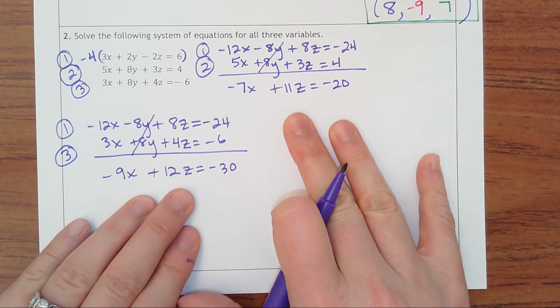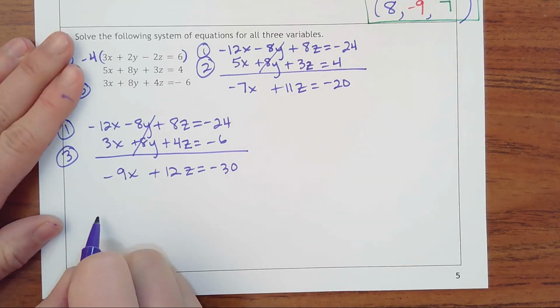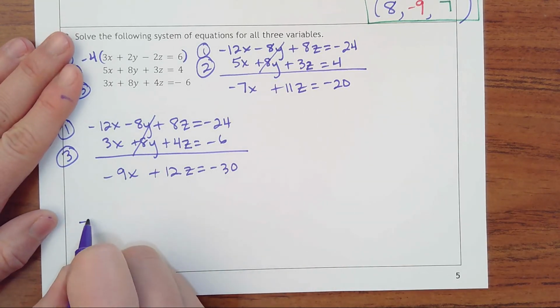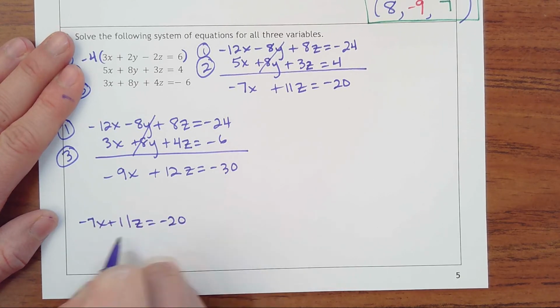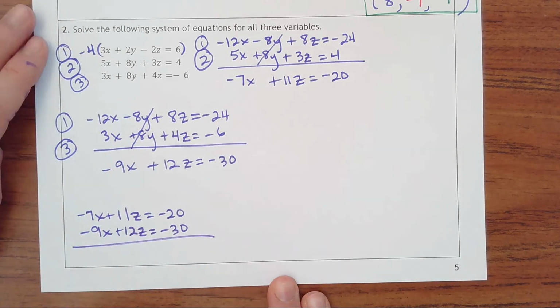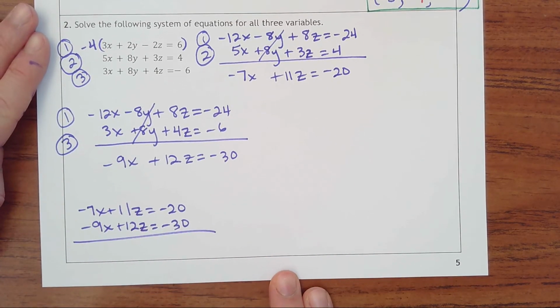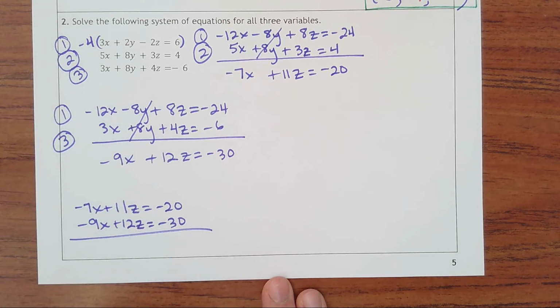Make sure you have the same variables in both of them. And I'm going to line those up somewhere. So I'm going to take my -7x plus 11z equals -20, and my -9x plus 12z equals -30. I don't see anything that's going to eliminate yet. So let's see. We've got to eliminate something.